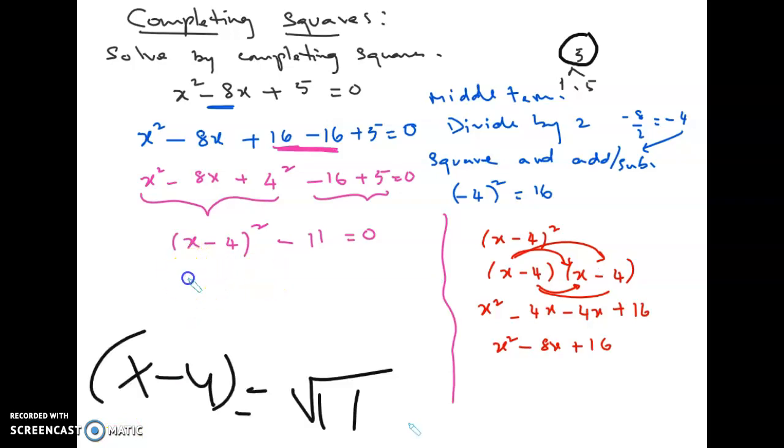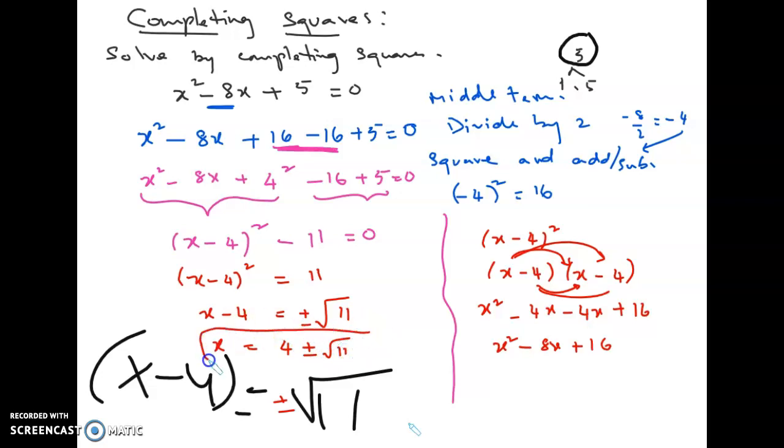So if you write x minus 4 whole square equals 11, after adding 11 on both sides, and then take the square root on both sides, you get plus or minus square root 11. I always need to write a plus or minus. And then I'm going to add 4 on both sides: x equals 4 plus or minus radical 11. That's your final answer for this. Okay.